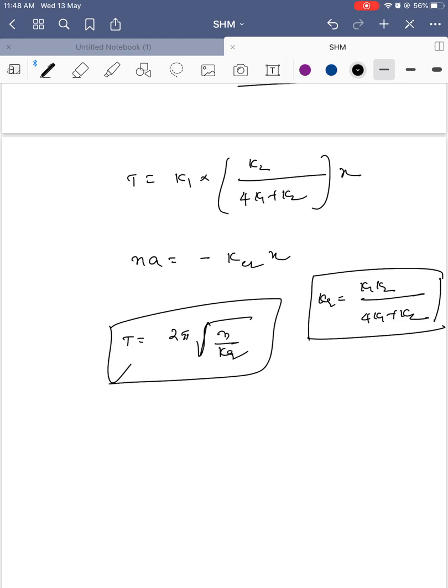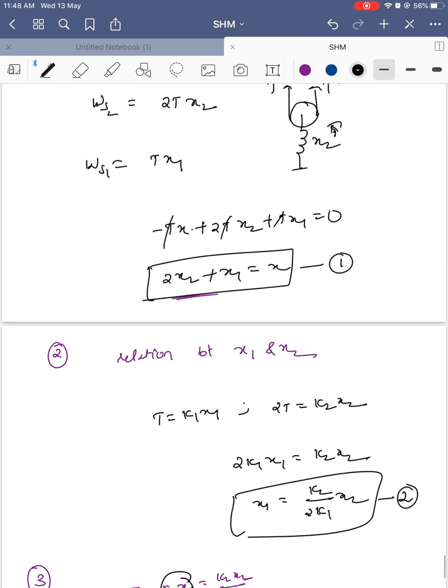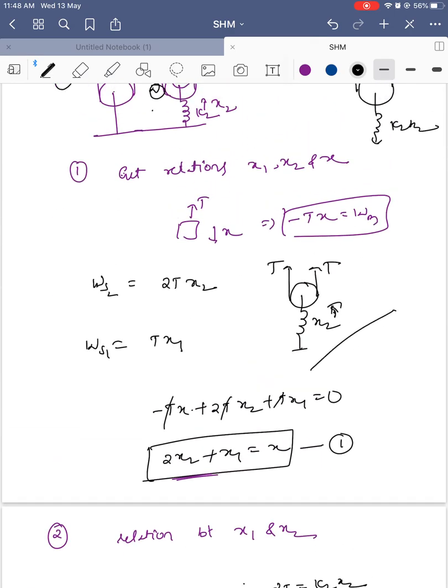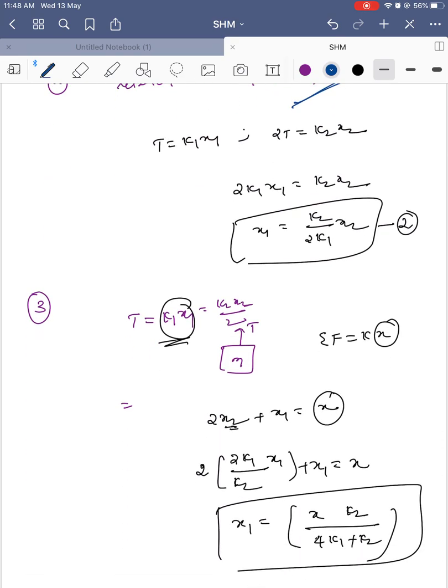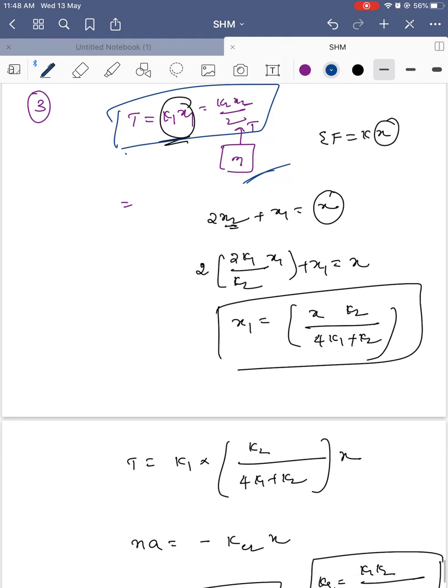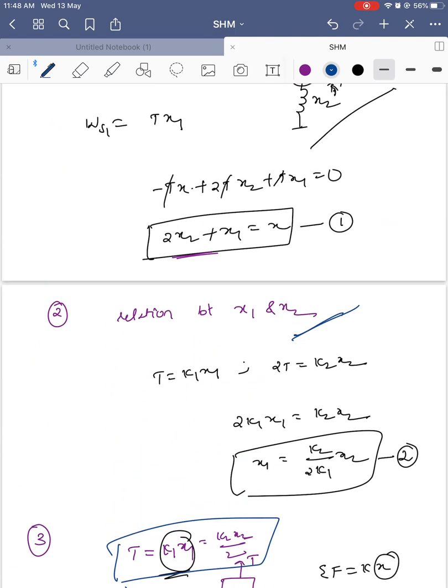For any question, you just need to do three steps. First, get the relation between x1, x2 and x. Next, relate x1 and x2. Then write T is equal to k1 x1, which is equal to k2 x2 by 2. Get the relation between these two and try to solve. Any problem you can solve in this way. Okay, thank you.